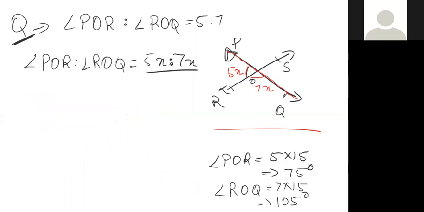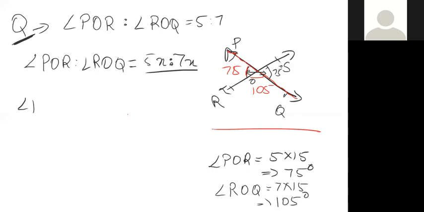So what we're going to do is replace this 5x with 75 and 7x with 105. So now find the other angles. Isn't this angle vertically opposite that angle? So this will be 75, right?